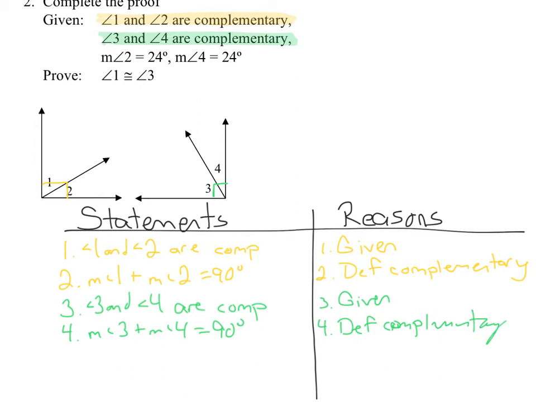Complementary. Now we have some more given information, so I'm going to go ahead and add that into my proof. I'm told the measure of angle 2 equals 24. And I'm told the measure of angle 4 equals 24. And again, our reason there is going to be given, because that information was given to us at the beginning of the proof.